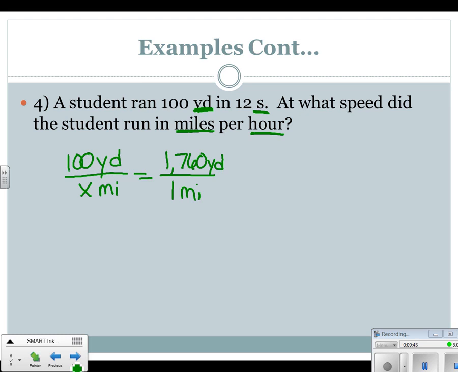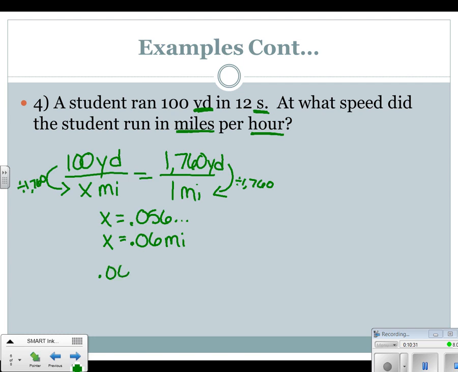So in this proportion, I know that 1,760 divided by 1,760 is 1. So I'm going to do the same on the left side here. I'm going to divide by 1,760, and 100 divided by 1,760 is going to give us 0.056, and that does continue. We're going to round to the nearest, let's say 100th. We'd get 0.06. So that's 100 yards in miles, so 0.06 of a mile. So now we know that the student ran 0.06 miles in 12 seconds. And we want to know how many miles did this student run in 1 hour.